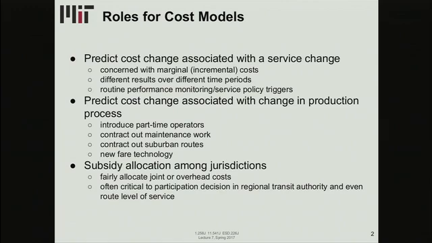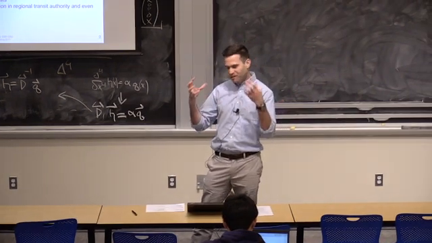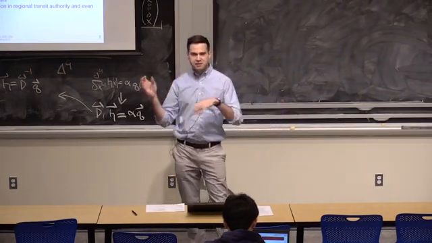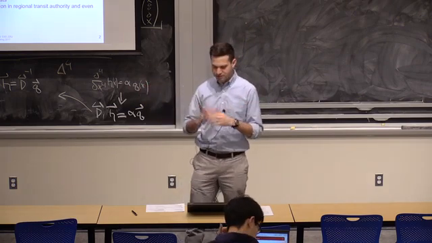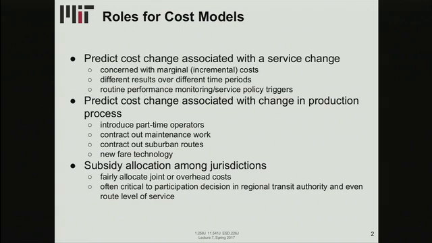And to start, a cost model is a mathematical model that takes some variables and predicts some cost for the agency. It could be operational cost, it could be fixed cost. So how could these be used? The first role is predicting the cost change associated with the service change. So this is a very traditional, typical example. So you might extend the route, as we're thinking about in this assignment, Route 70 and 70A, and you might wonder how much will that cost to operate. So you could use a cost model in that situation.